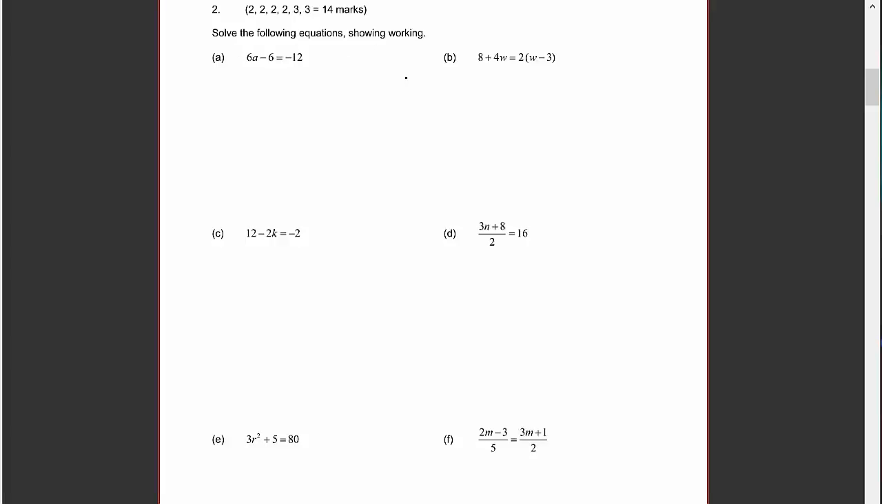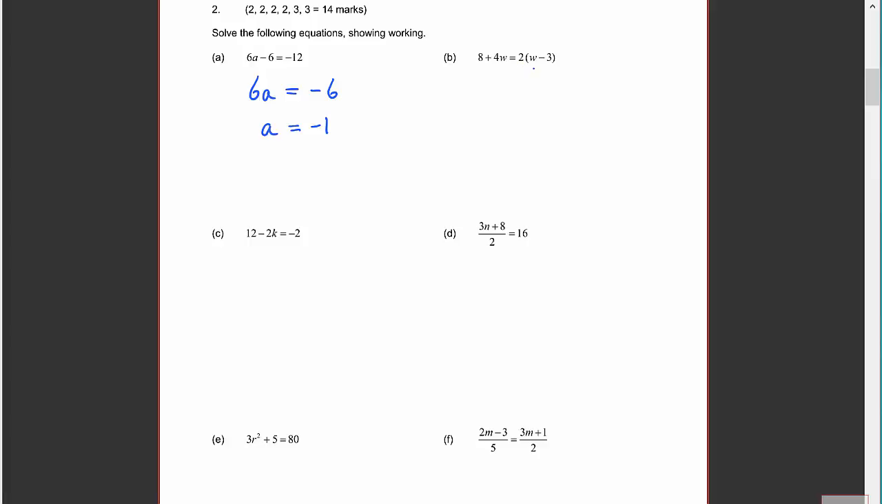Solve the following equations showing working. So the first thing we want to do here is add 6 to both sides. So 6a would be equal to negative 12 add 6, which is negative 6. Then divide both sides by 6. This side would become just a, and negative 6 divided by 6 is negative 1.